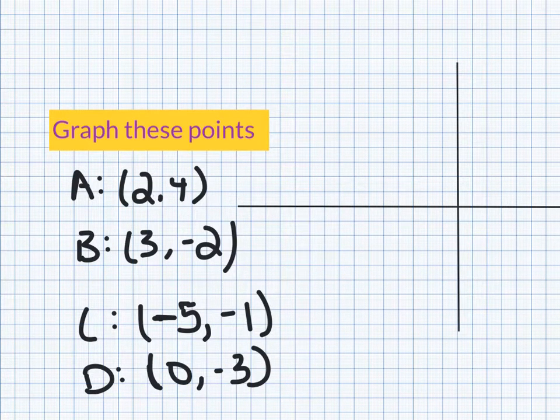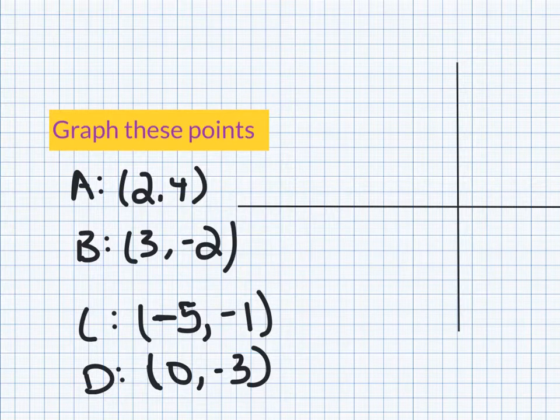Alright, let's give you a shot. I want you to take a minute or two and graph these points. Point A, 2, 4. Point B, 3, -2. Point C, -5, 1. Point D, 0, -3. Go ahead and hit pause. In just a few seconds, I will give you a hint. So if you need a hint, you can hit play and you can hear the hint. And then you can hit pause again. Go ahead and pause now.